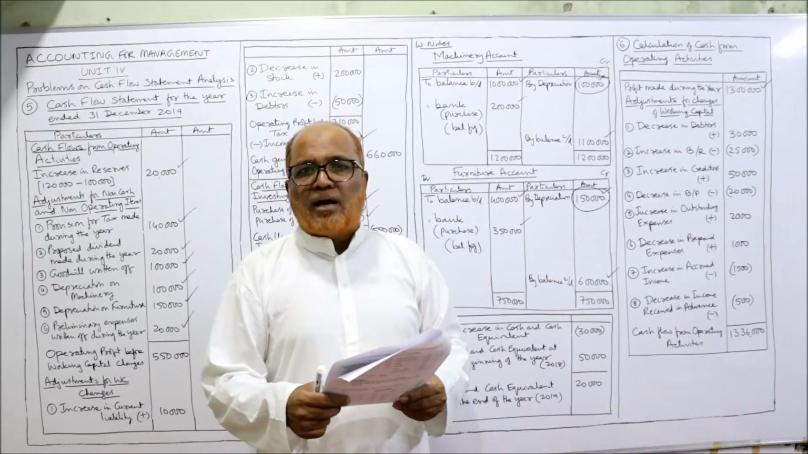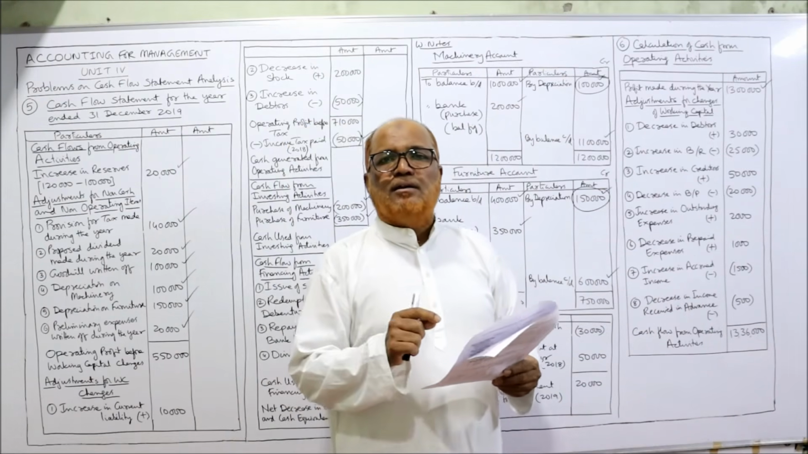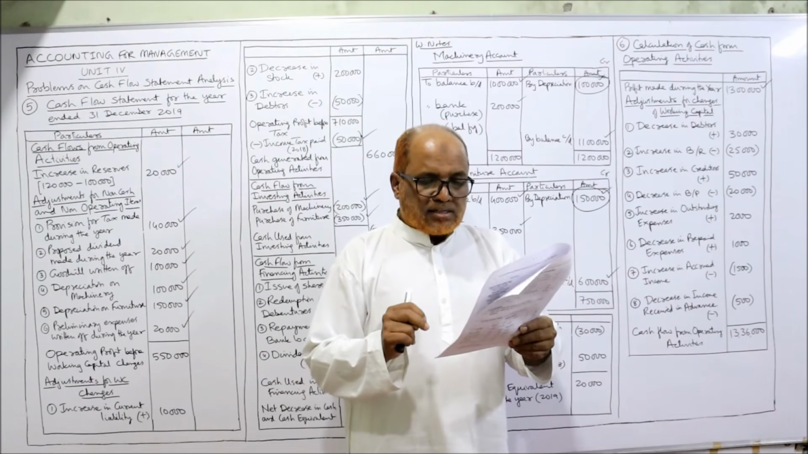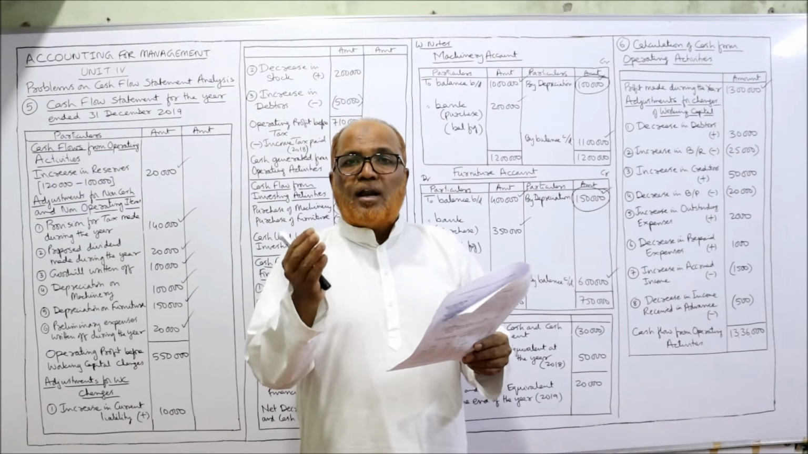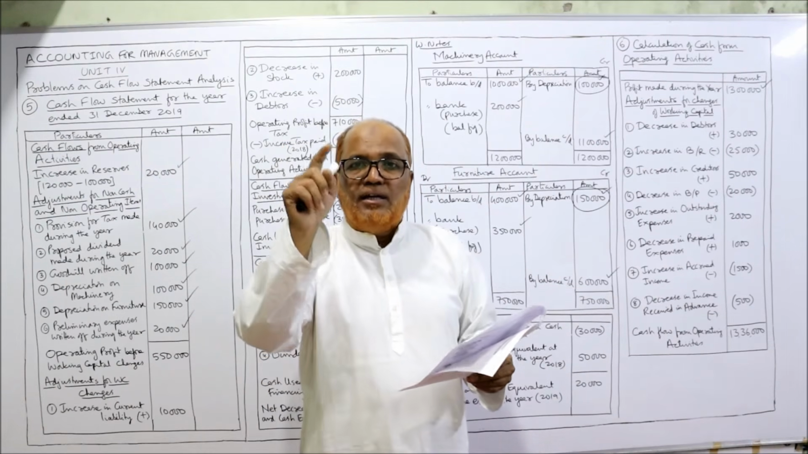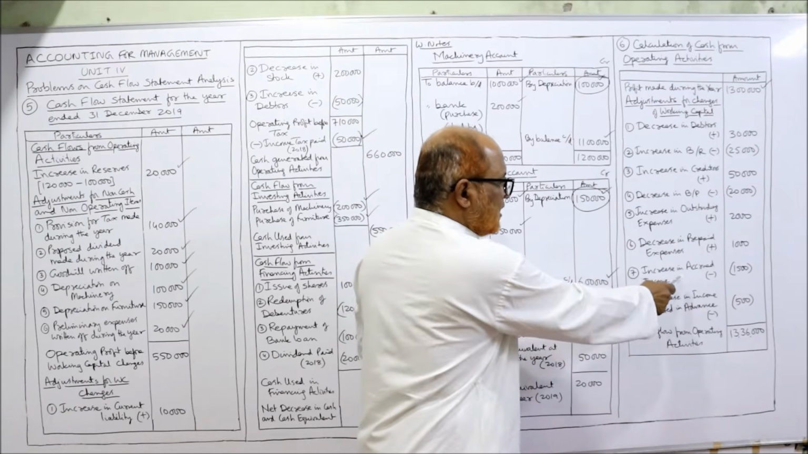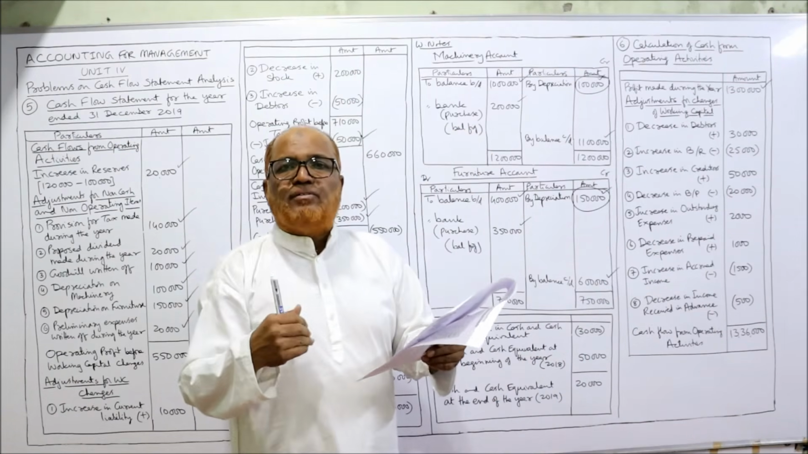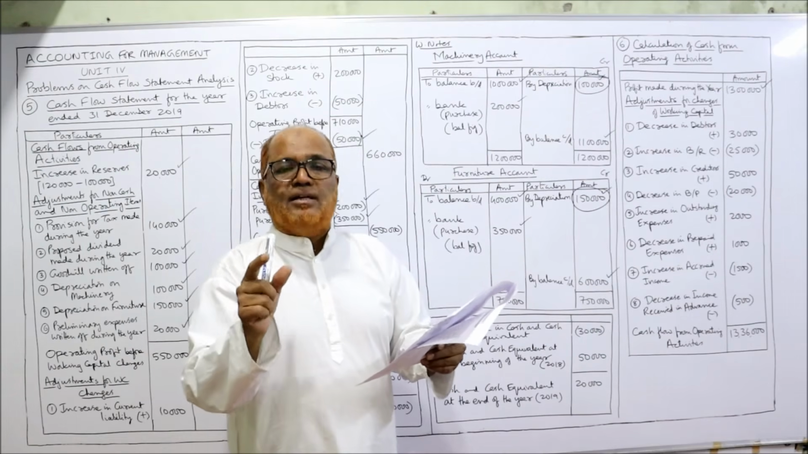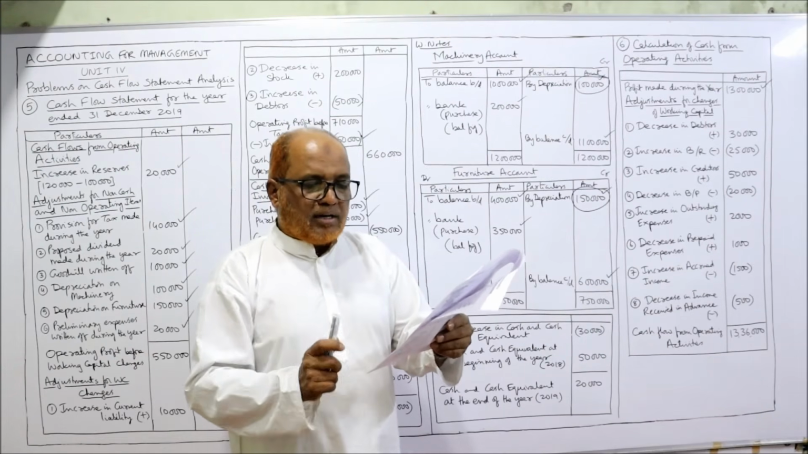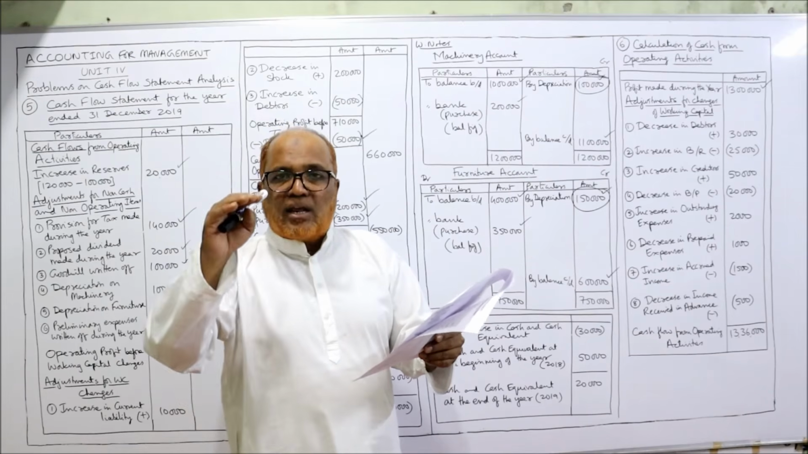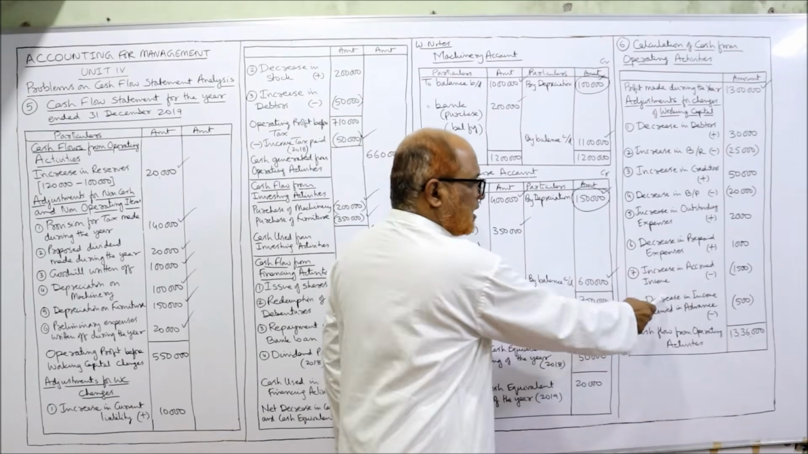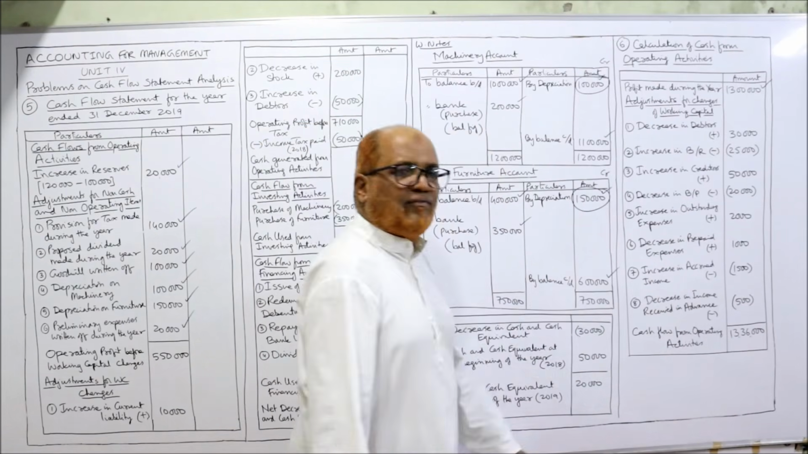Next one, accrued income. It's a current asset. Income receivable, current asset. Last year 6,000, current year 7,500. So current asset increased, deduct, subtract. Increase in accrued income, minus 1,500. Last one, income received in advance, that's a current liability. So last year 3,000, current year 2,500. So decrease in current liability should be deducted. So decrease in income received in advance, minus 500.